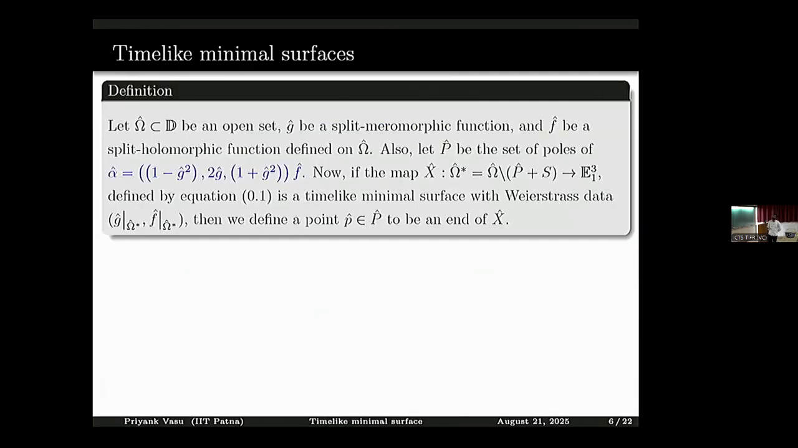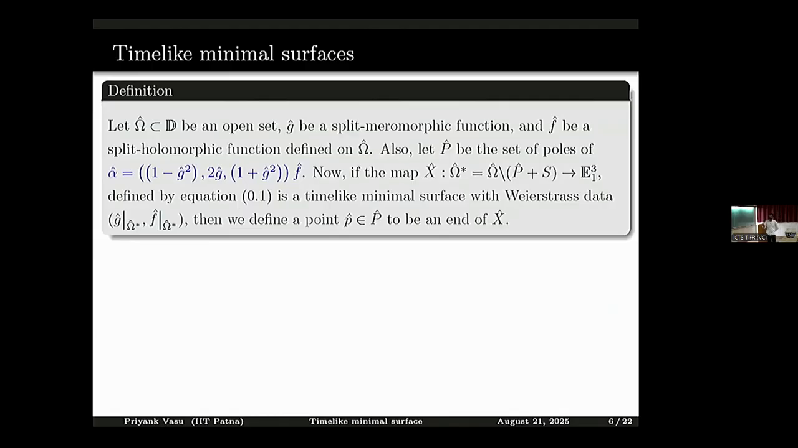Now we are ready to define the pole of a time-like minimal surface. Omega hat is our open domain, G hat is our split meromorphic function, and F hat is our split holomorphic function. Then we can define this triplet in E^3_1, a split meromorphic function in each coordinate.